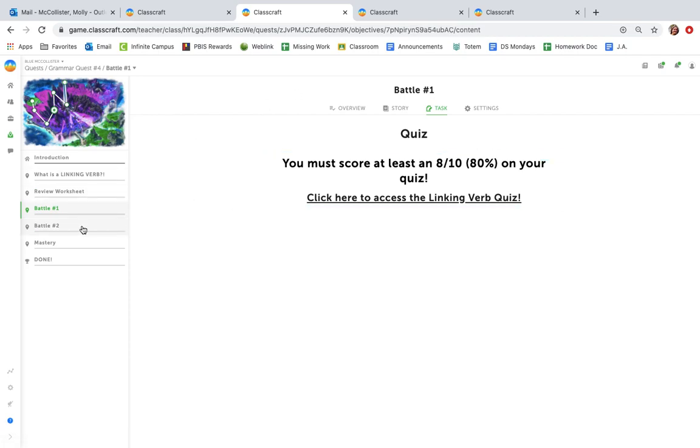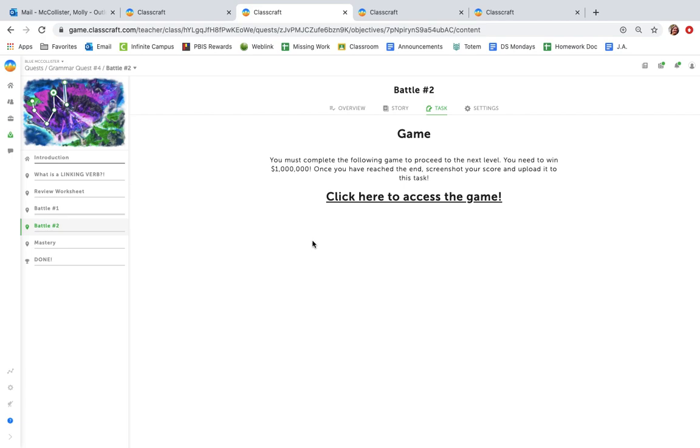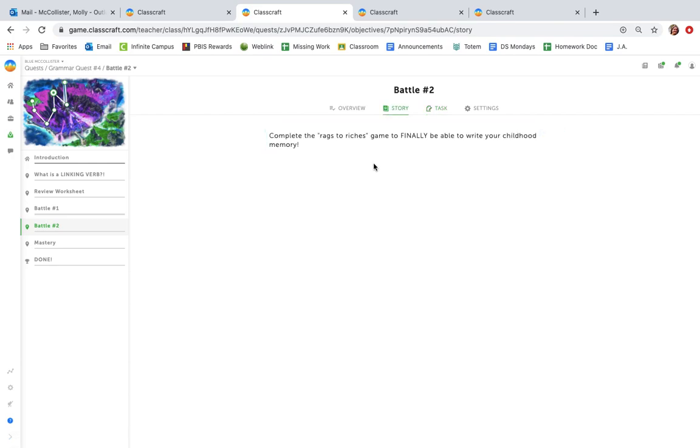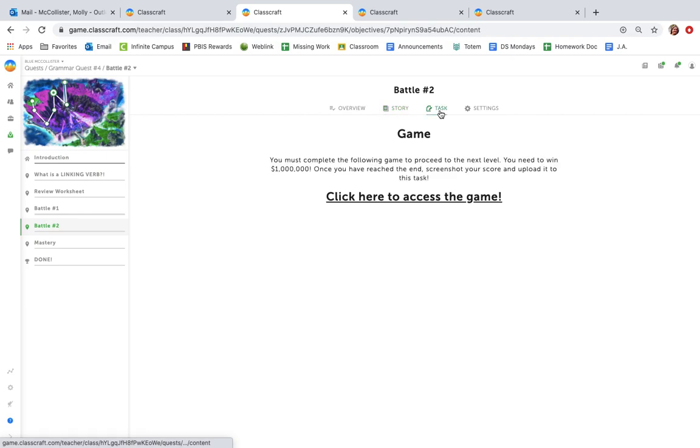After you've completed battle 1, you're going to head over to battle 2. And it says, complete the Rags to Riches game to finally be able to write your childhood memory. So you must complete the following game to proceed to the next level. You need to win $1 million. Once you have reached the end, screenshot your score and upload it to this task.